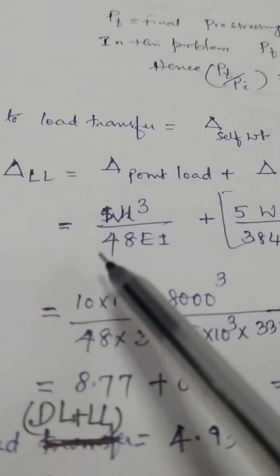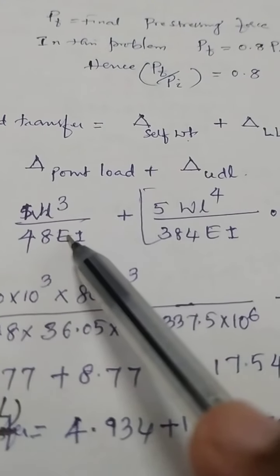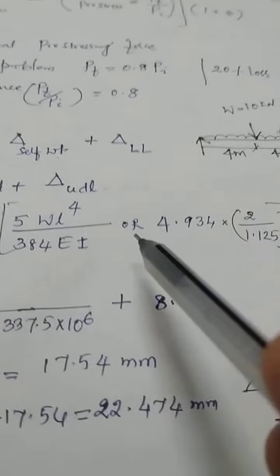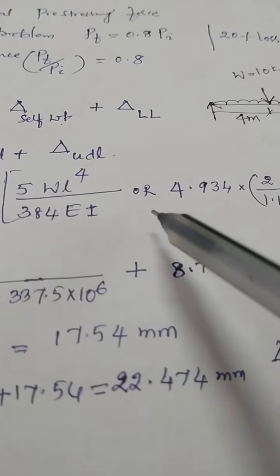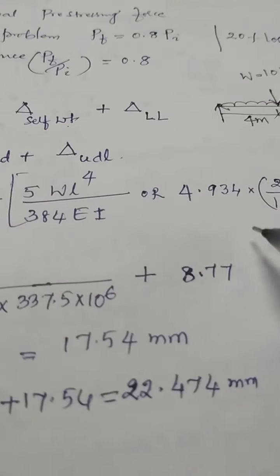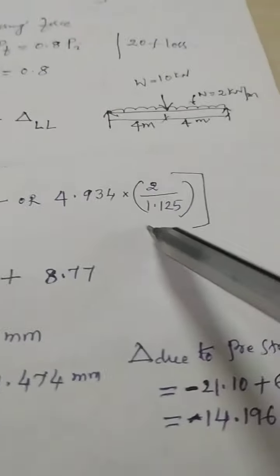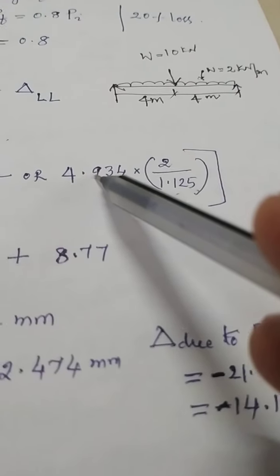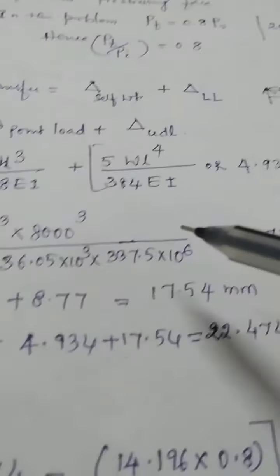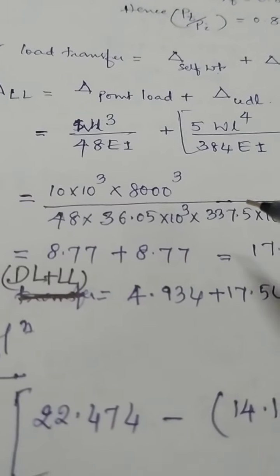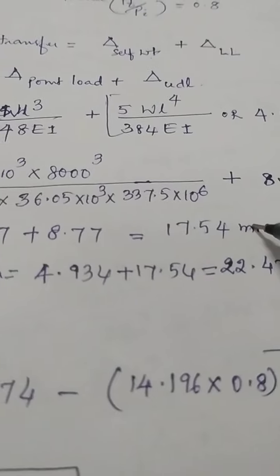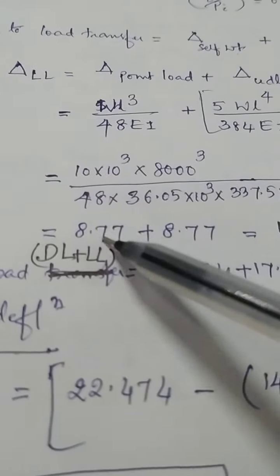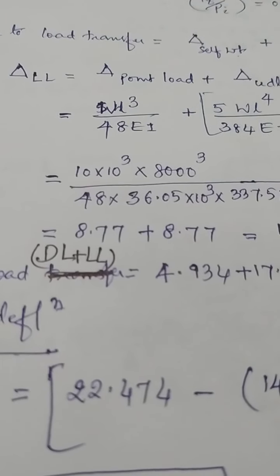Delta due to live load, due to point load, is WL cube divided by 48EI, that is downward, so it is positive. Then the external UDL, that is 2 kilonewton per meter. Again, you can use this formula or the simplified one. That is 1.125, 4.934. For the 2 kilonewton per meter, you can directly calculate. This is the total deflection due to external loads. One is due to point load, another is due to UDL. Total is 17.54.